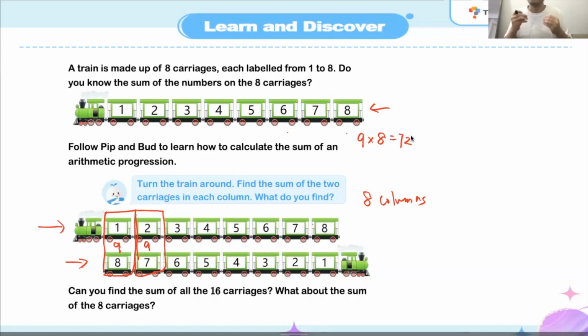That is my question. Can I say the sum of one sequence is 72? Am I right or wrong? Great, I'm wrong, right? Because we have two sequences here. If I want to work out one of these sequences, we just need to use 72 divided by 2. That is 36. Great, that is 36.